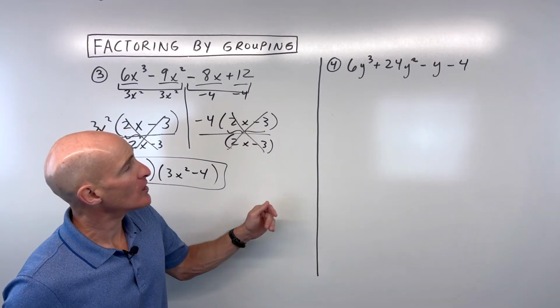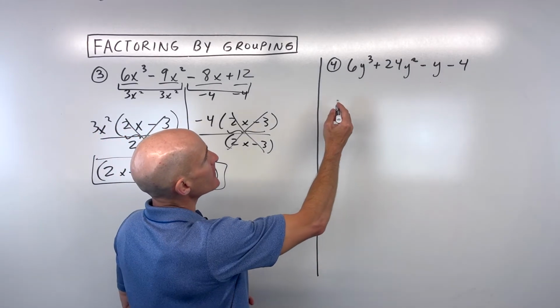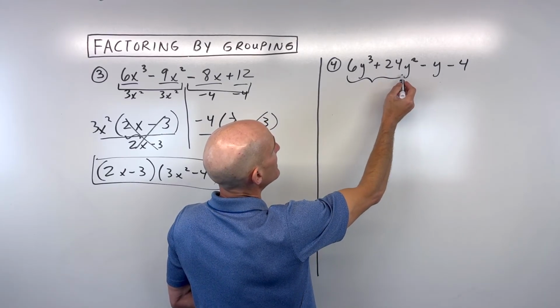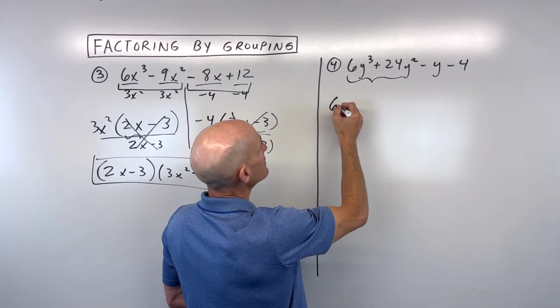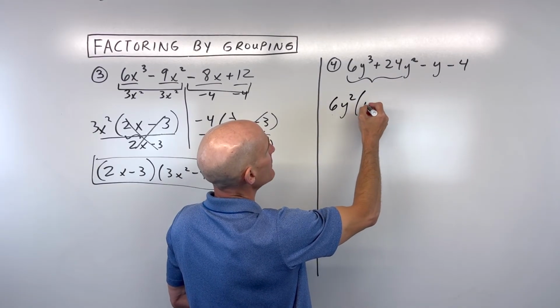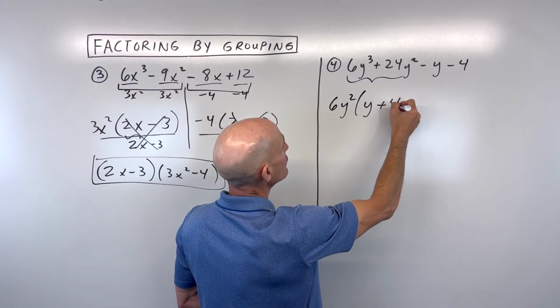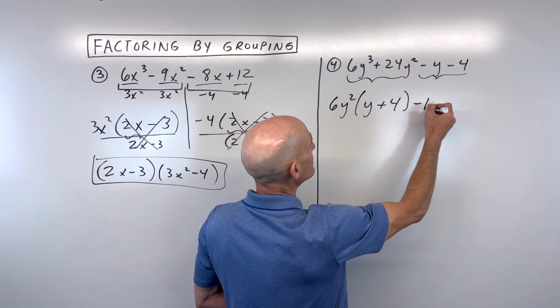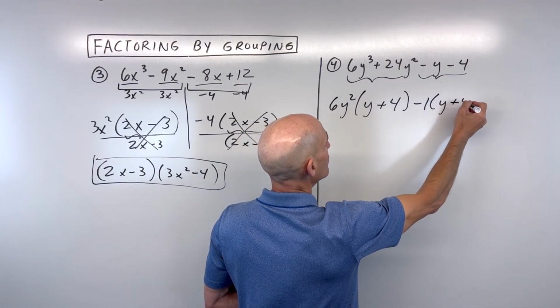But let's go ahead and do example number 4. So what would you do here? Well, it looks like I could factor out a 6y squared. So if I factor out that 6y squared, I'm left with y plus 4. Here, I could factor out a negative 1, which would leave me with y plus 4.